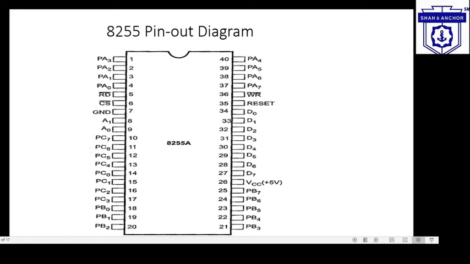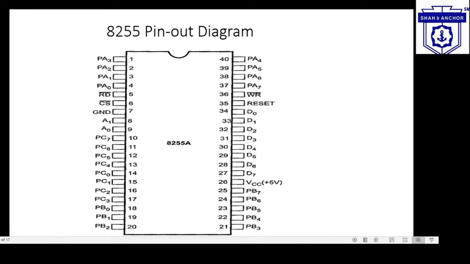This is the sequence. Then we have pin number 8 and 9, that is A0 and A1. Then port C, we have PC0 to PC3, pin number 14 to 17, and PC4 to PC7, pin number 13 to 10. That is the lower 4 bits and upper 4 bits of port C. Then we have port B, PB0 to PB7. So pin numbers start from PB0 at 18 to PB7 at 25.